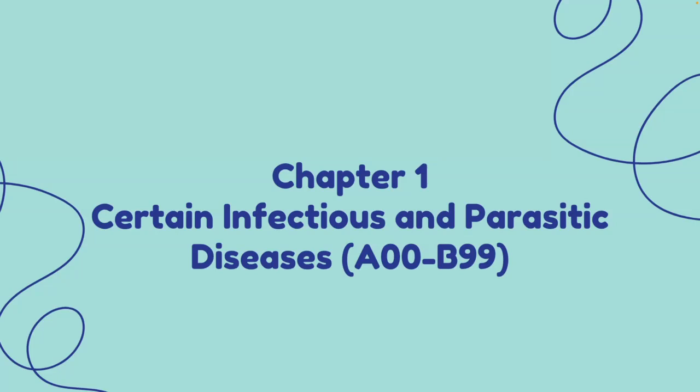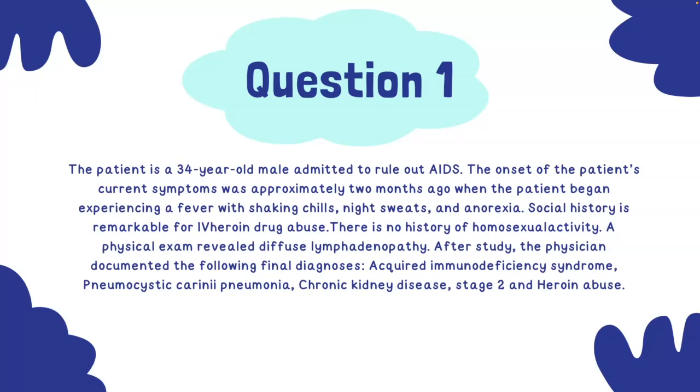So I will be displaying the first scenario on the screen. I will go through the scenario and then have a conversation with you about the guidelines that are appearing in a particular scenario. And then I will put our trusty timer up to allow you an opportunity to locate the appropriate codes. All right, so our first scenario, we have a 34-year-old male who is admitted to rule out AIDS.